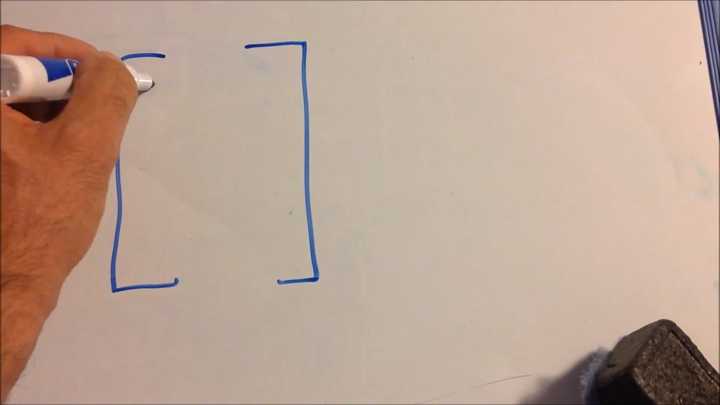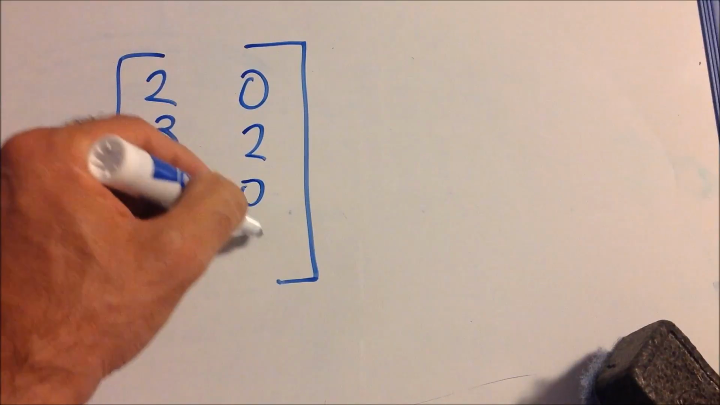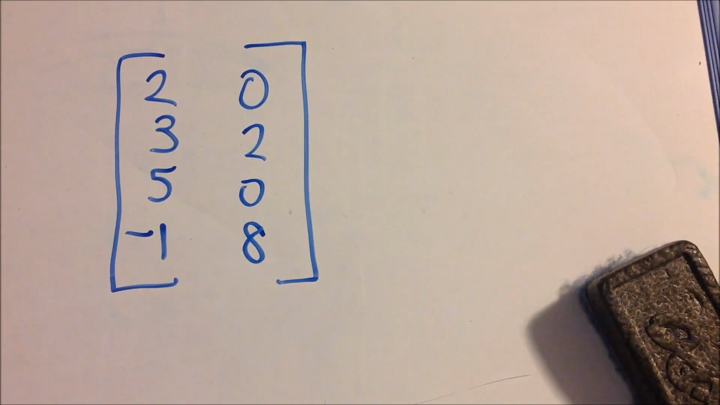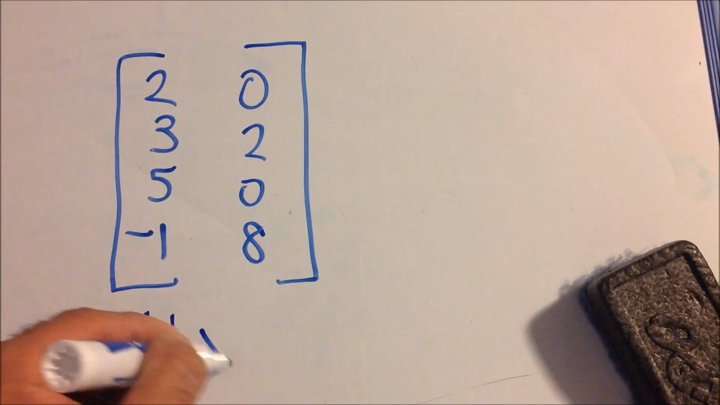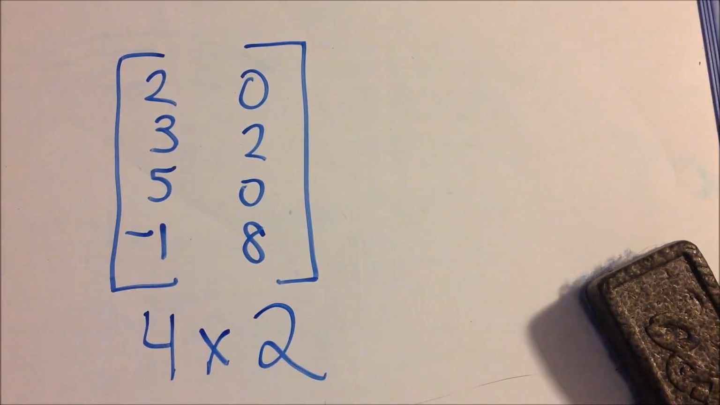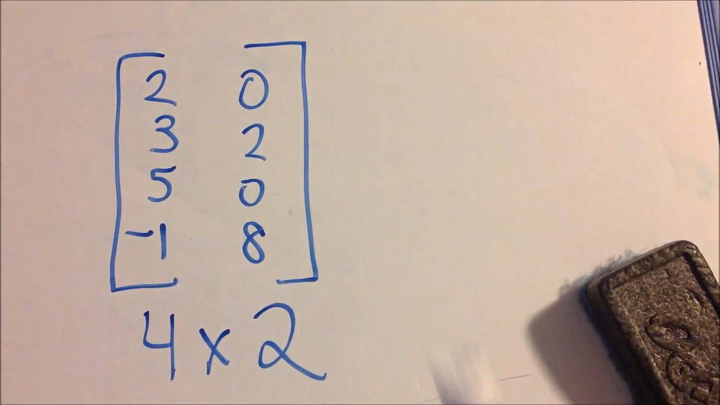Okay, let's make one more. So I'll make the brackets. So what type of matrix is this? So here we have 4 rows, 1, 2, 3, 4, 4 rows, and 2 columns. It's a 4 by 2 matrix. So the dimensions are 4 by 2. So that's a question I'll ask you. I'll say, what's the dimension of the matrix? It's 4 by 2. And remember that each number in the matrix is called an element.